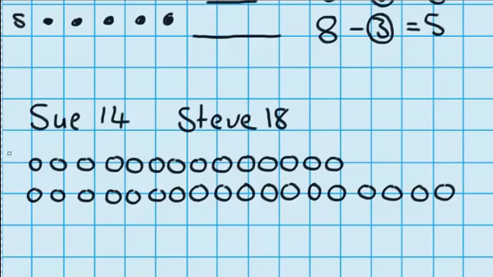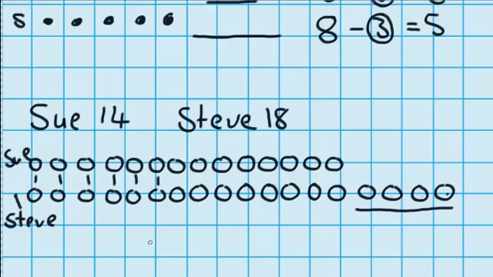This top line here belongs to Sue, and this bottom line here belongs to Steve. Now you can see that whilst my counters aren't the most beautiful drawings, I have been very careful to make sure that I'm putting each counter directly above the one below it. So Sue's 14 are here, Steve's 18 are here, and you can see that there are 1, 2, 3, 4 extra counters in this row, which means Steve has 4 more counters than Sue.